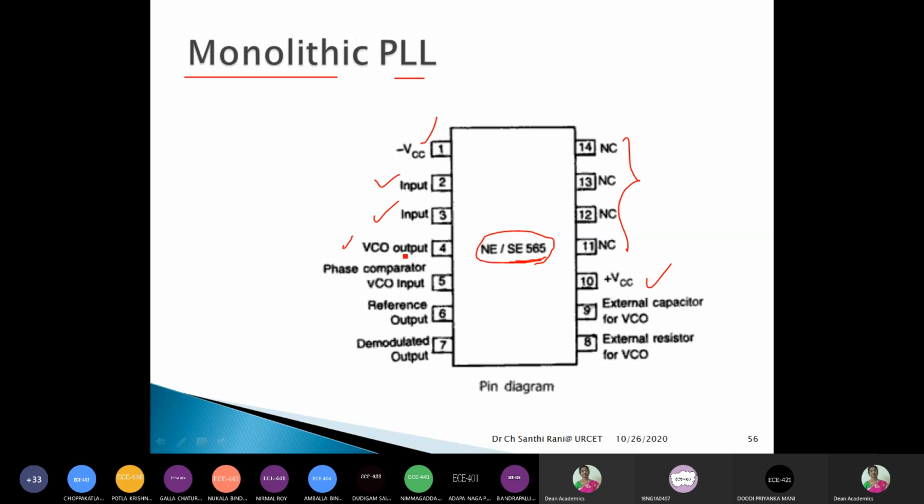Okay. So this is the voltage controlled oscillator output. Pin number 4 is VCO output. Then phase comparator. That means at the input we have the comparator, no? So phase comparator VCO input. Then a reference output. Then demodulated output. External resistor for VCO. We need some external components also. That means some external components are connected to this 565. Those components and their purpose we will see later. Then the 10th pin is VCC. So this is the PLL pin diagram. That means PLL NE or SE 565 is available in monolithic form, right? So this is the pin diagram.